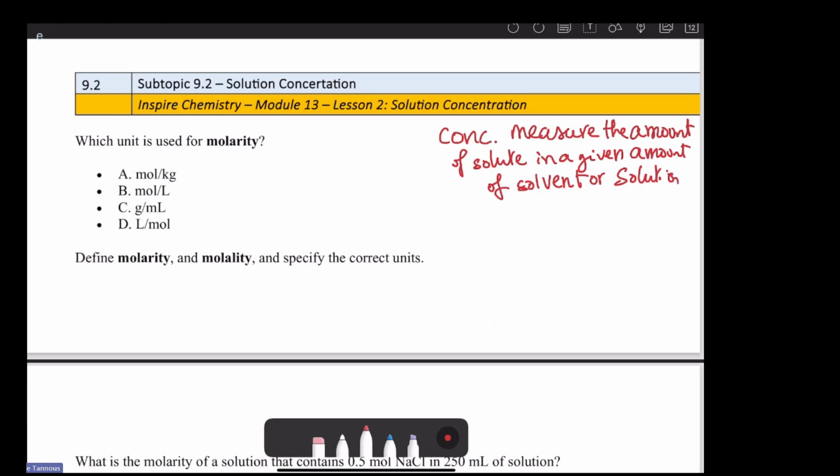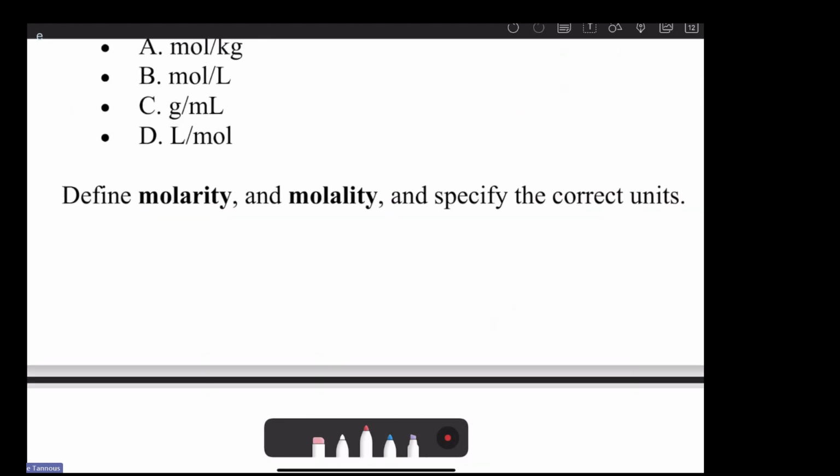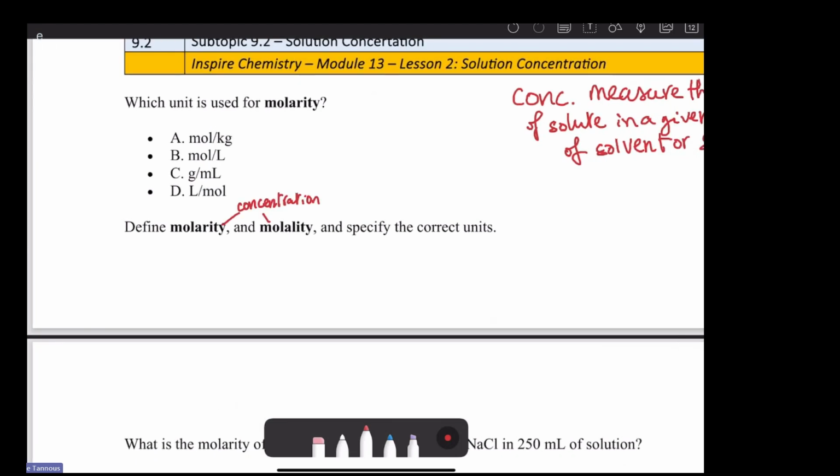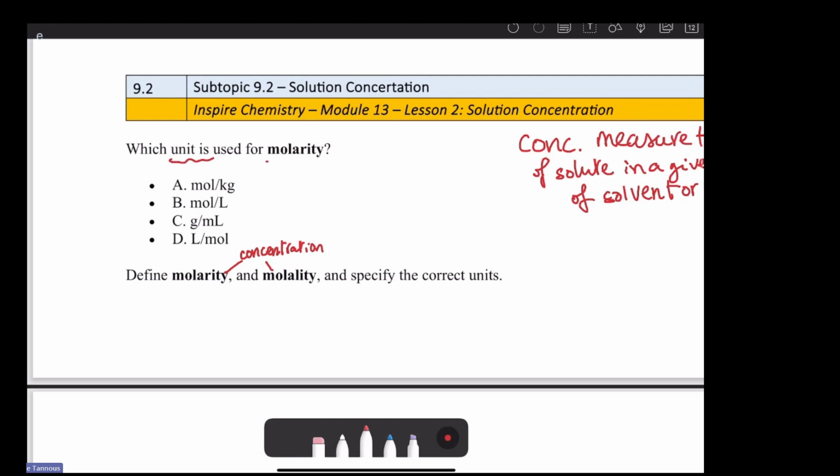The concentration can be of many types. Molarity and molality are both concentrations. We just took the molarity and the molality. Now, the unit of molarity: the formula is given to you in the exam. The molarity is the moles over the volume of solution. The mole is in mole and the volume of the solution is in liter. Therefore, the unit is mole per liter.